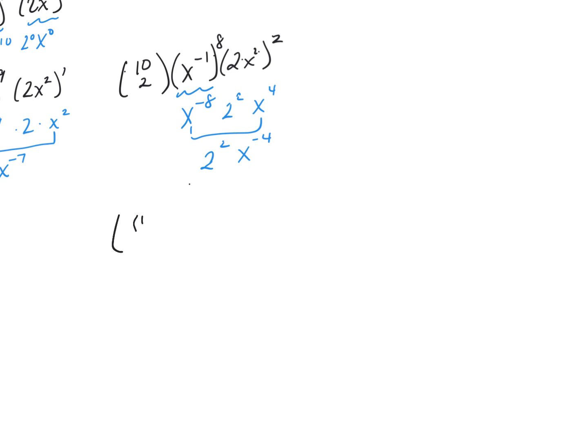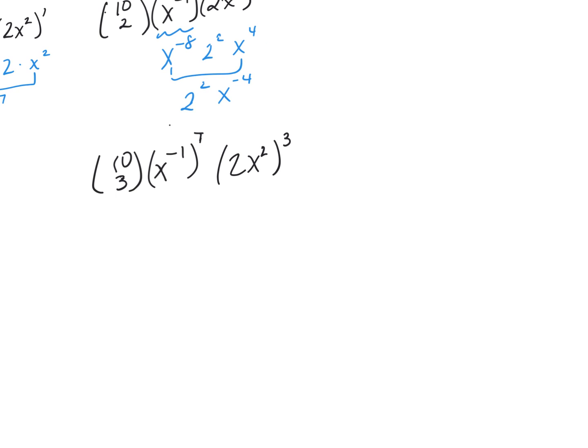My next one is going to be 10 choose 3, x raised to the negative 1 raised to 7, 1 power less, 2x squared raised to the 3rd power. Again, I am not worried about the coefficient yet until I'm trying to find the constant. This is going to be x raised to the negative 7, 2 to the 3rd, x to the 6th. These two combine: x raised to the negative 7 plus 6 becomes negative 1, which is still not a constant. So let's do the next one. It's probably still not going to work.